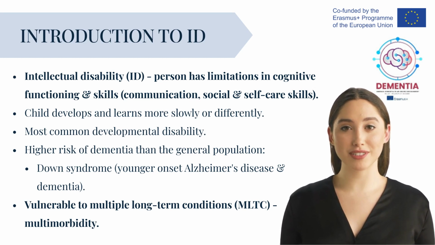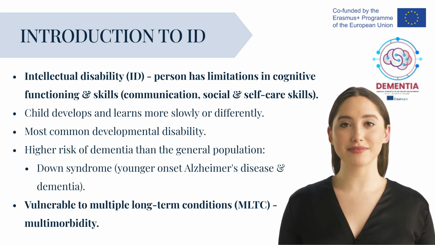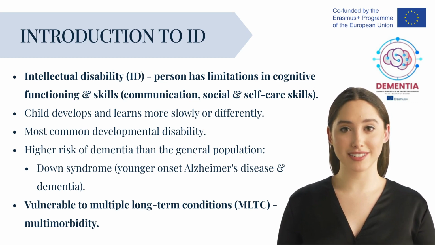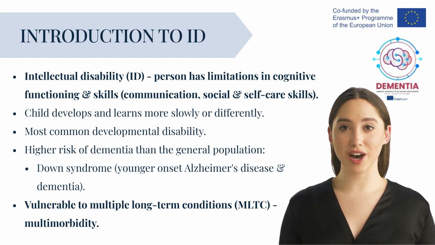People with intellectual disability are at higher risk of dementia than the general population. For example, Down syndrome carries a higher risk of dementia, and specifically Alzheimer's disease, with younger onset. People with intellectual disabilities are also vulnerable to multiple long-term conditions, also known as multimorbidities.